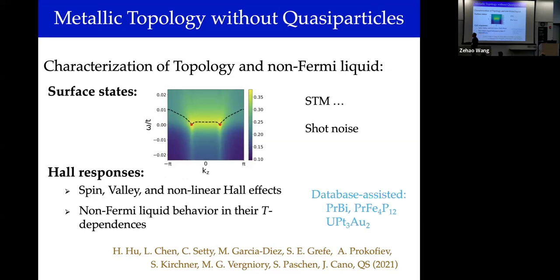There are other topological consequences, like Hall responses. We can calculate spin, valley, and also the nonlinear Hall that Suyan talked about in the morning. And they all exist. So something like Berry curvature induced effects are still operating, except that I don't have Bloch functions, and I cannot really specify the Berry curvature. So let's just use physical measurable quantities to do the test.